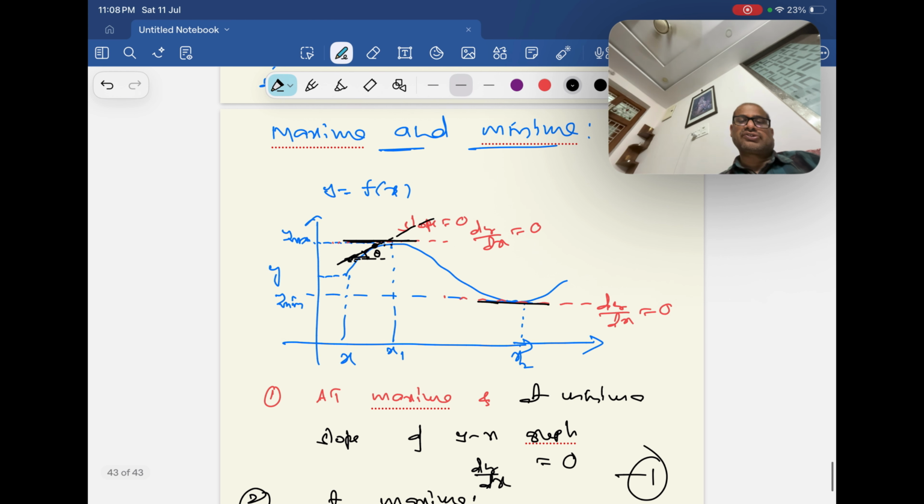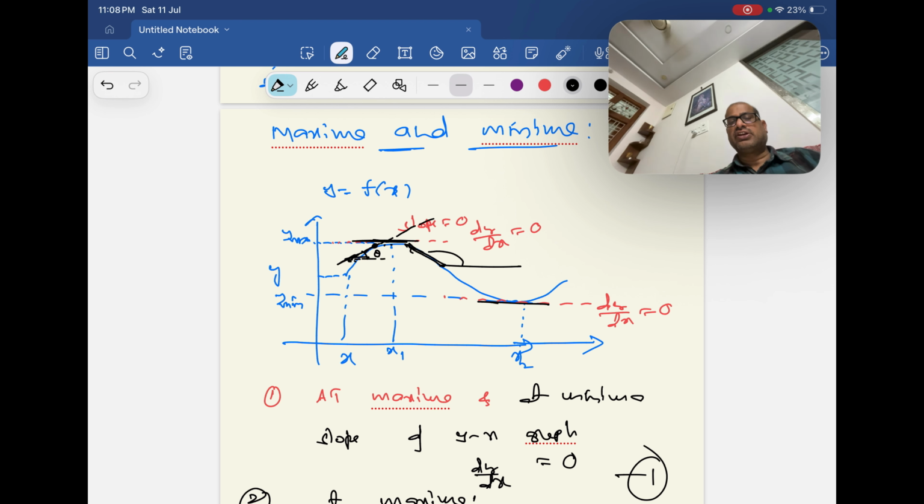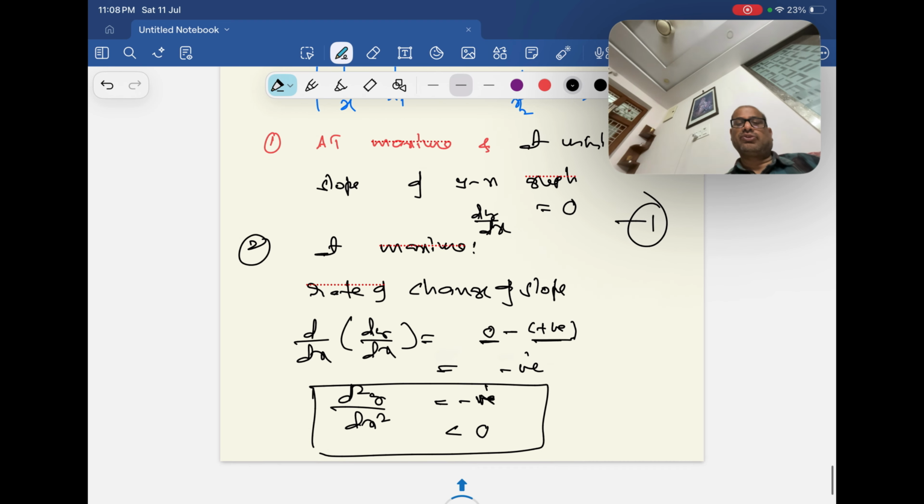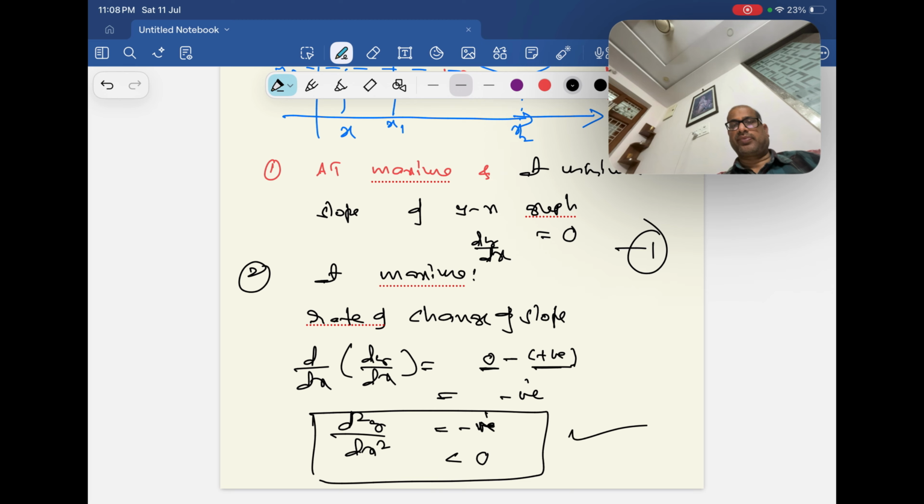Not only that, just before maxima the slope is positive, and at maxima it is 0. After maxima, if you draw a tangent, it slopes downward, so the slope is negative. So the final value is negative, at maxima it is 0, so the change is negative. Negative means less than 0. So you can see here.